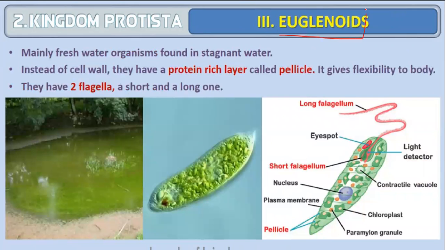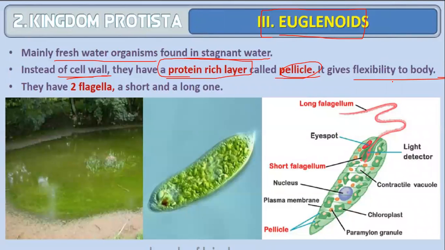Next we have euglenoids. What are euglenoids? They are mainly freshwater organisms found in stagnant water. Instead of a cell wall, they have a protein-rich layer called pellicle. What is the function of this pellicle? It gives flexibility to the body. They also have two types of flagella, one short and one long.